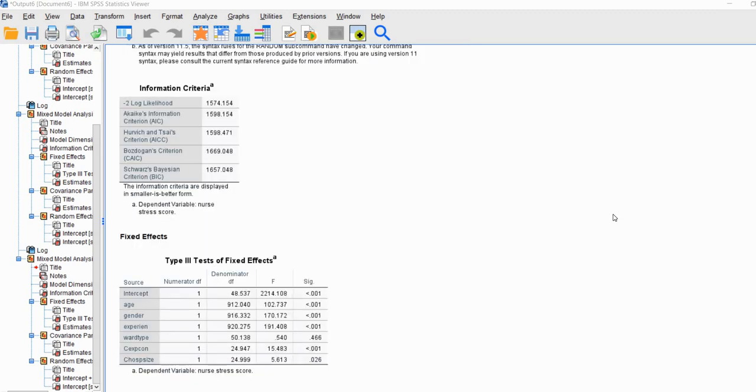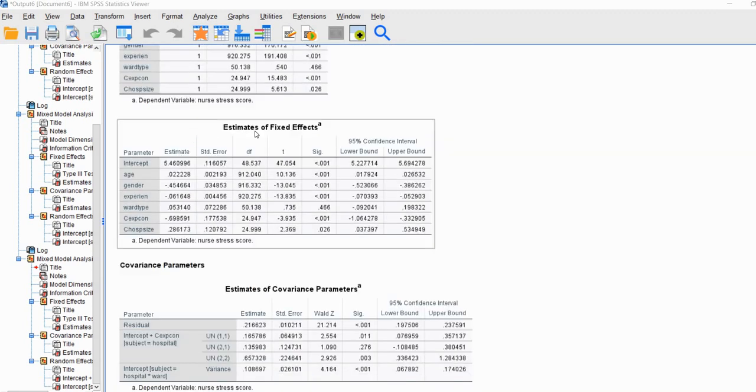So we'll scroll on down, and with respect to our estimates of fixed effects, there's no substantive difference in terms of how you would interpret the direction of the effects or the significance levels. Those are all the same, even though some of the values are different from what we saw before.